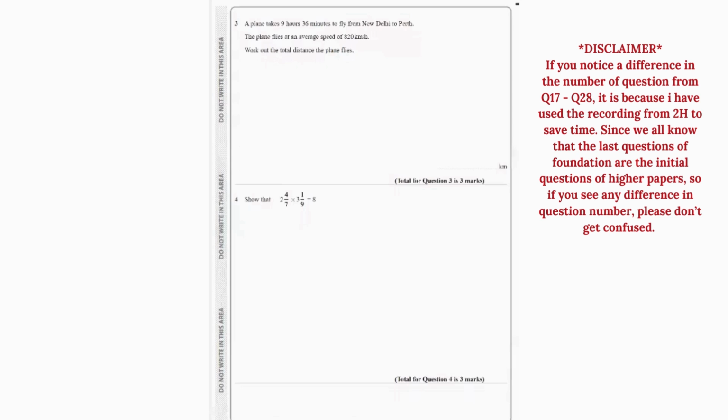In question 3, it says that a plane takes 9 hours 36 minutes to fly from New Delhi to Perth. The plane flies at an average speed of 820 kilometers per hour. Work out the total distance the plane flies. So total distance in this case would have the formula of average speed multiplied by time.